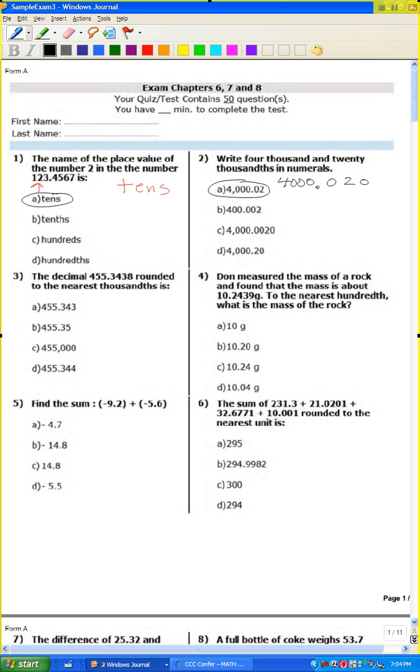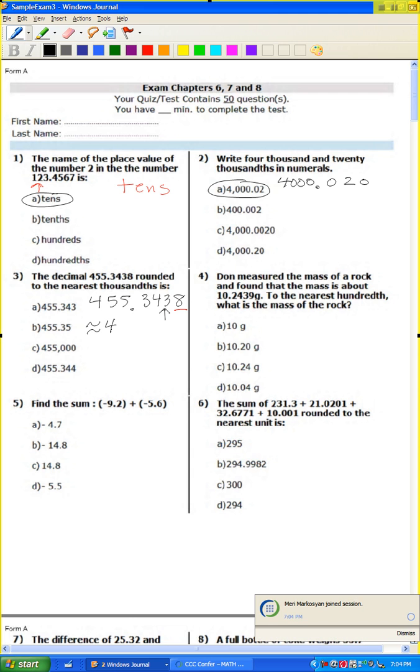Then we do problem number 3, the decimal 455.3438, rounded to the nearest thousandths, so tenths, hundredths, thousandths. The digit immediately to its right is an 8, which is greater than or equal to 5. Therefore, I'll round this to 455.344, and so that is D.